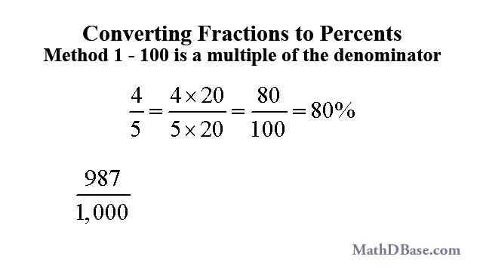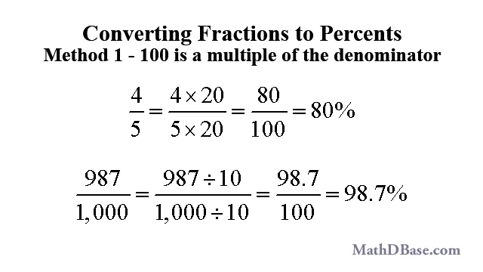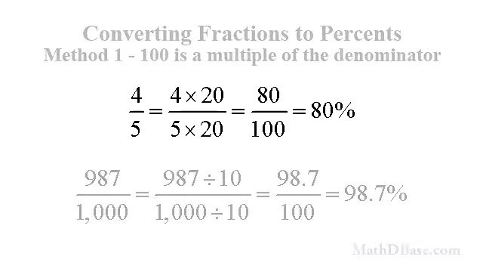Given 987 over 1,000, divide top and bottom by 10 to reduce the denominator to 100. Then we have 98.7 over 100, or 98.7%. For a review of how to work with decimals, see our Decimal System series.